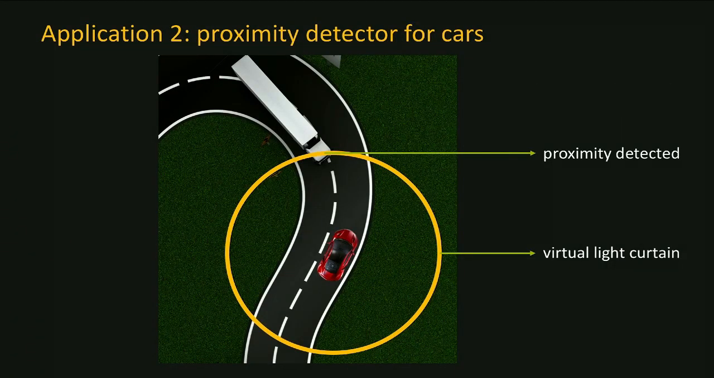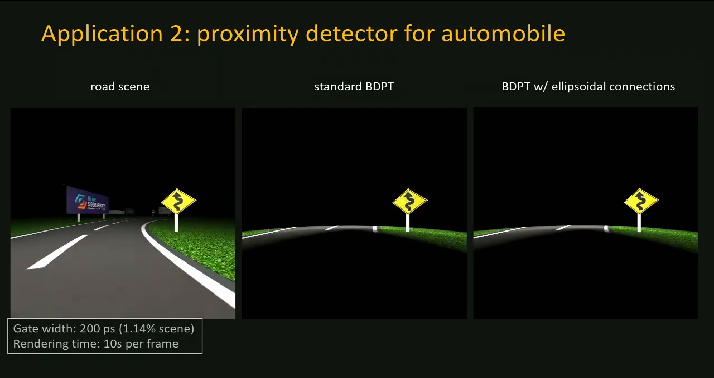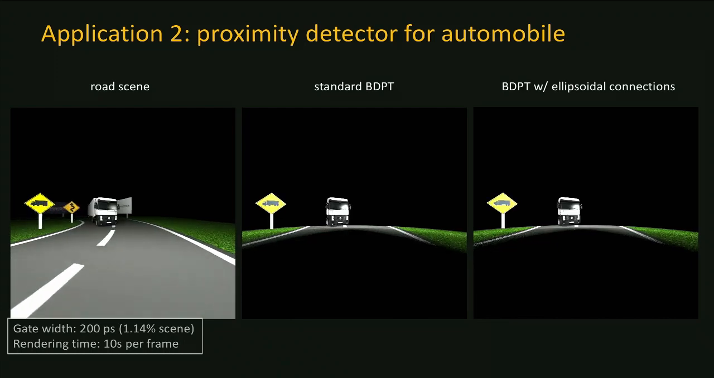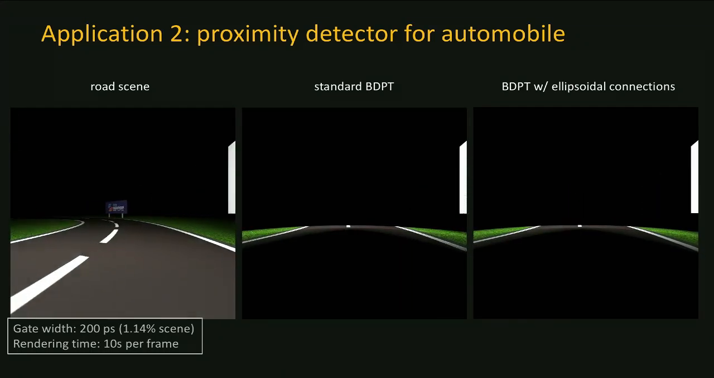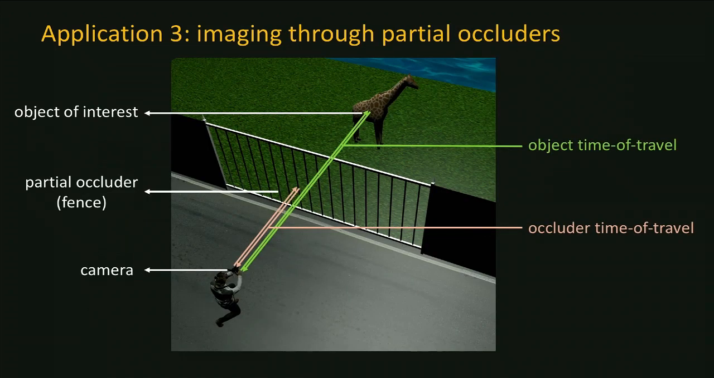Fixed time gate cameras are also used as proximity detectors for cars, for example, to avoid collisions. By imaging only photons from a particular time range of interest, this creates a virtual light curtain at a certain distance around the automobile. We have simulated such a scenario in a road scene using both standard BDPT and BDPT with ellipsoidal connections. If we zoom in on a couple of frames, we can see that our algorithm once again produces noticeably lower variance compared to standard BDPT.